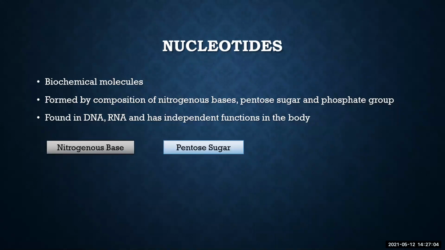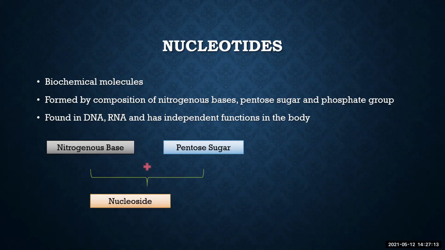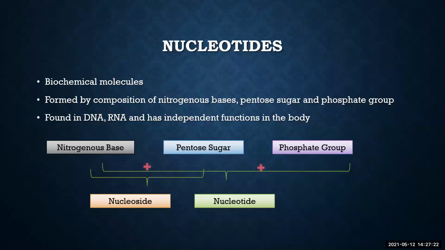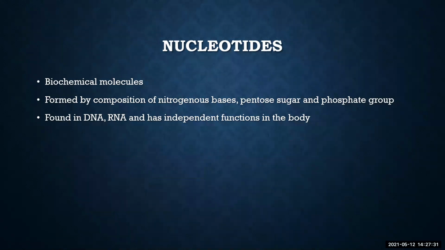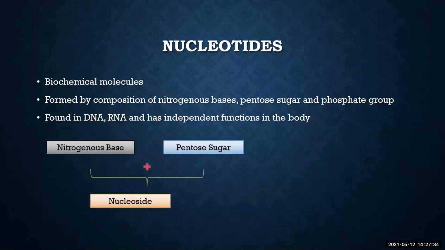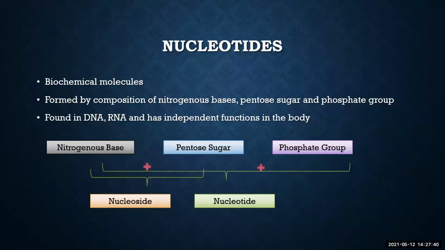So nitrogenous base and pentose sugar together form a nucleoside. What is a nucleoside? It is a composition of nitrogenous base and pentose sugar. When you add a phosphate to a nucleoside, it becomes a nucleotide. Please make sure you know the difference between nucleoside and nucleotide. A nucleoside is a combination of nitrogenous base and pentose sugar. A nucleotide is a combination of a nucleoside and a phosphate group. So these 3 components make up a nucleotide.